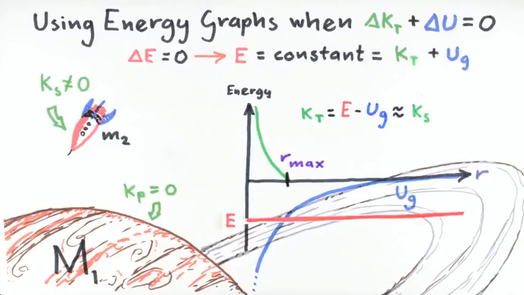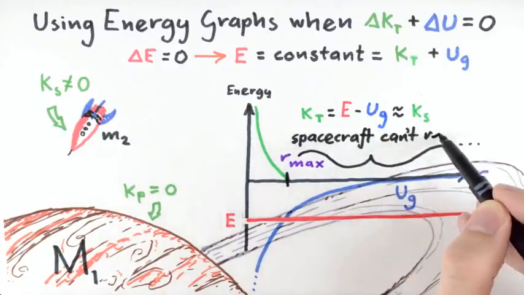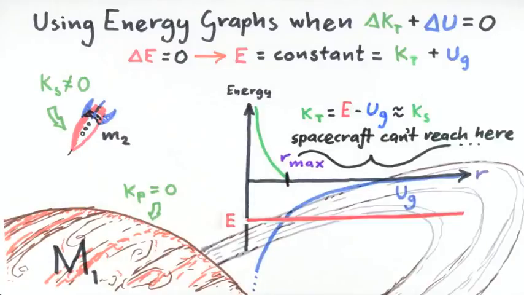This is so because at that maximum separation r, the spacecraft's kinetic energy is zero. The spacecraft can't move any further away. This is an example of bounded motion. The spacecraft's motion relative to the planet is restricted to a limited range of separation distances.